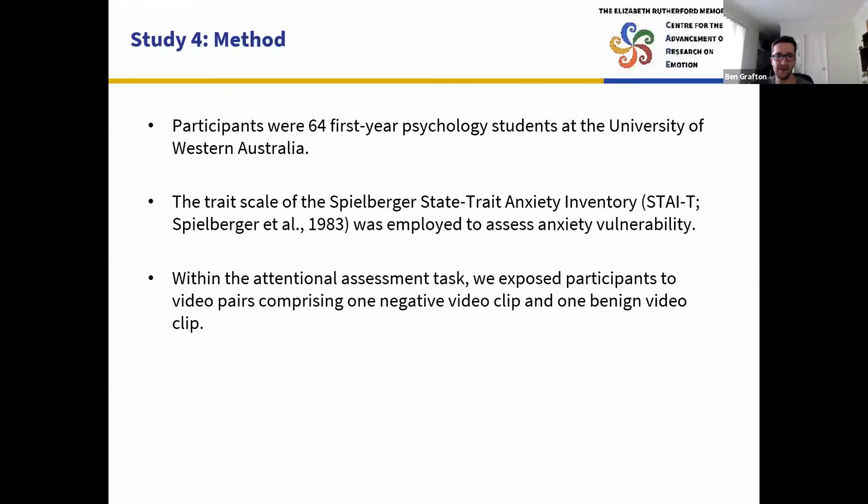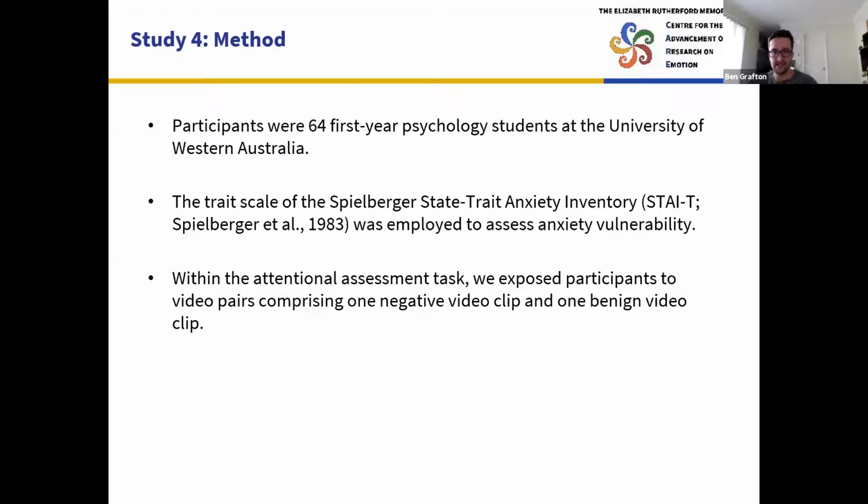Now I'll show you what this looks like. So basically, we had a negative video clip and a benign video clip. The clips were on the left side and right-hand side of the screen. They switched position every, I think it was 5, 6, or 7 seconds. And within each of those switches, the dual probes would be presented. And again, all participants had to do was indicate the identity of the probe that appeared in the location to which they were attending.